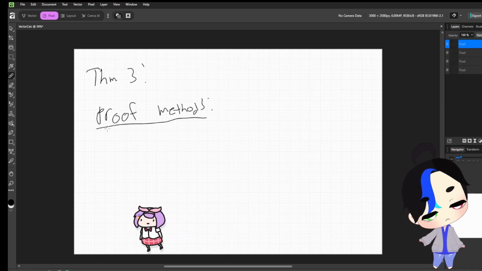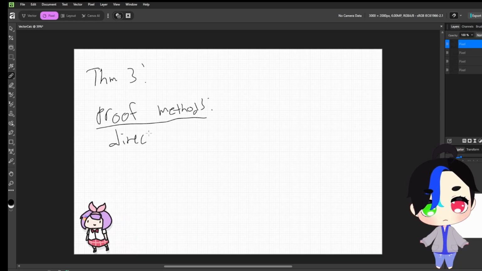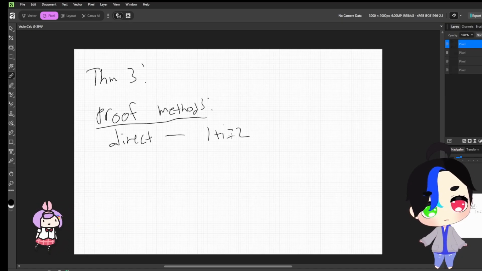There are various proof methods that you learn in the field of mathematics. The first one is direct proofs. That just means 1 + 1 = 2. You do the math, and it comes out correctly.